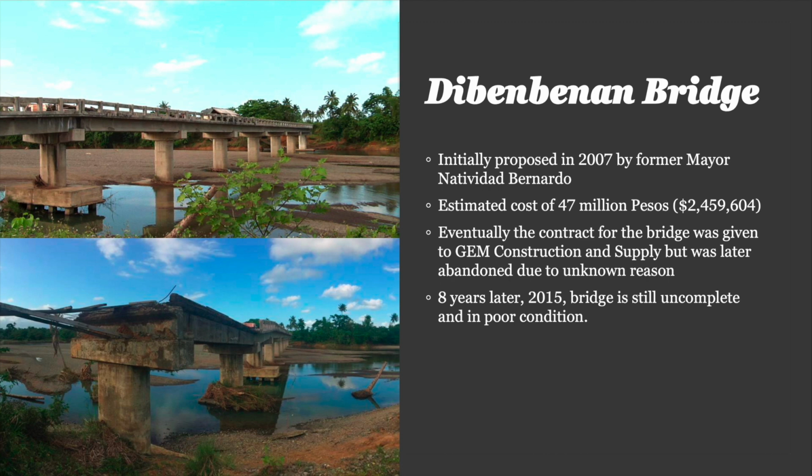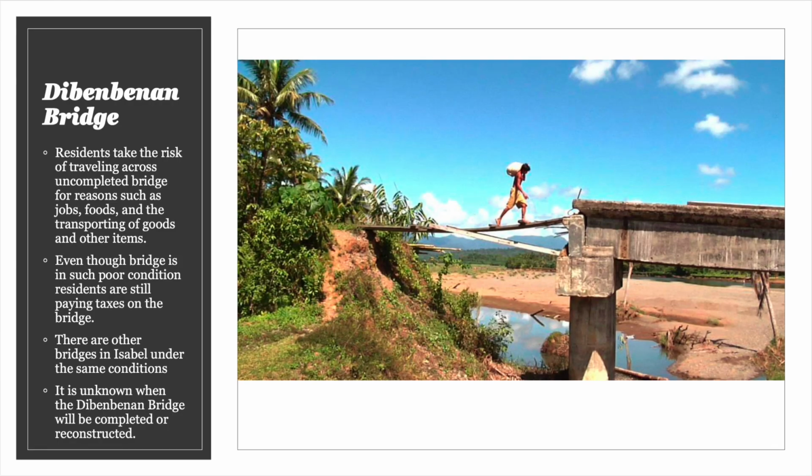Unfortunately, the bridge was originally proposed in 2007, but by 2015, it was still incomplete and in poor condition. You can see the picture on the bottom left. That is from 2015, so just not a good situation. It seemed like the construction was pretty much abandoned. Even though it was abandoned, residents still took the risk of traveling across it for transporting some of their goods and other food items to neighboring villages. And unfortunately, they were also being taxed on it.